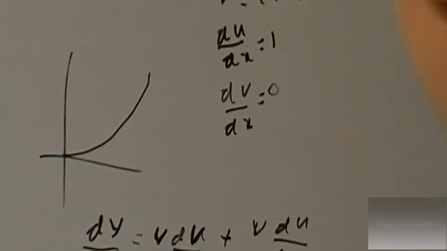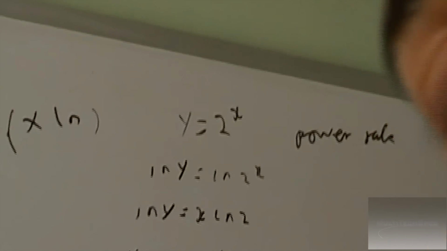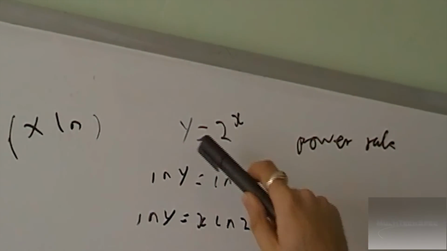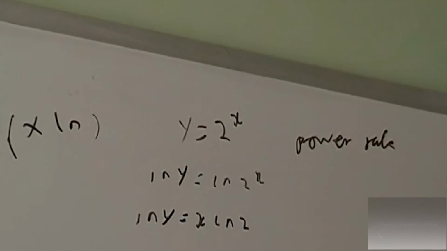That is the proof that proves that when y is equal to a to the x, dy by dx is equal to a to the x ln a. So that's what that means.